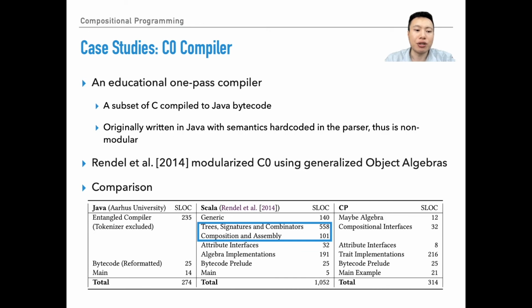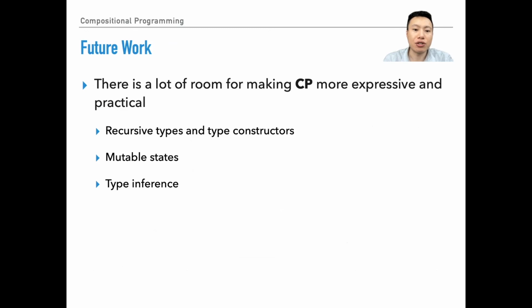The Java version is the most compact because it is monolithic and non-modular. Compared to the Scala version, CP is much shorter. The reason is that more than 600 lines of Scala code are used for combinators and composition, whereas CP has native support for composition.